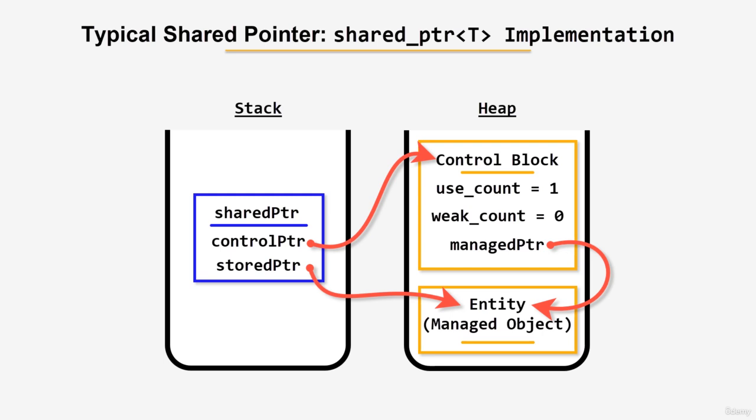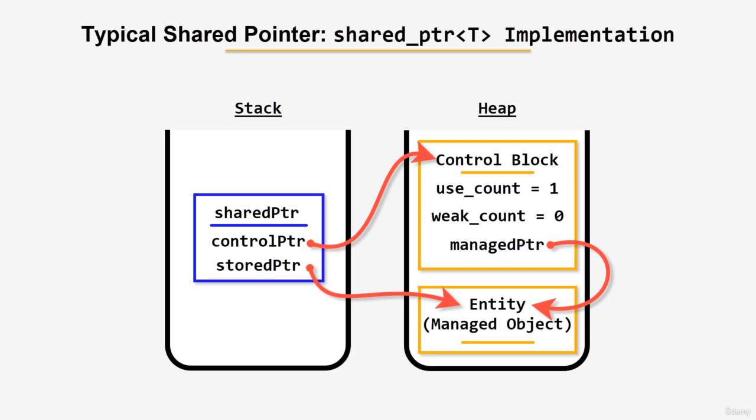We have on the stack a shared pointer instance, and as you can see, that actually holds two pointers. The stored pointer points to the managed or owned object on the heap. Then we also have a control pointer, which will point to something called a control block, which will also be a dynamically allocated object. Now again, this is just going to be a high level example, but you can see in the control block here we have a use count variable. This is basically the reference count variable, so the control block again keeps track of the reference count.